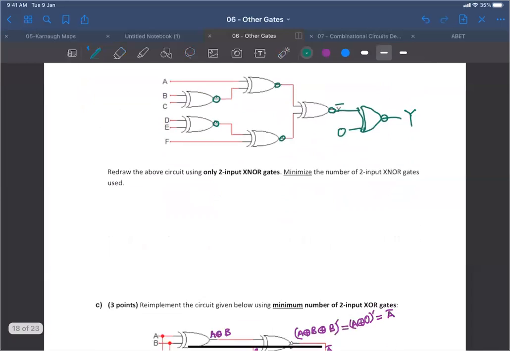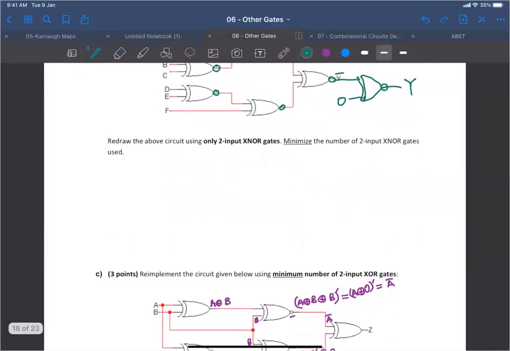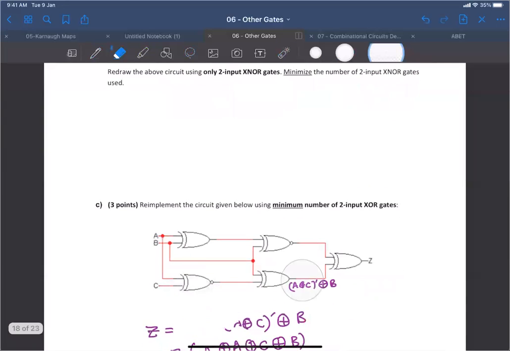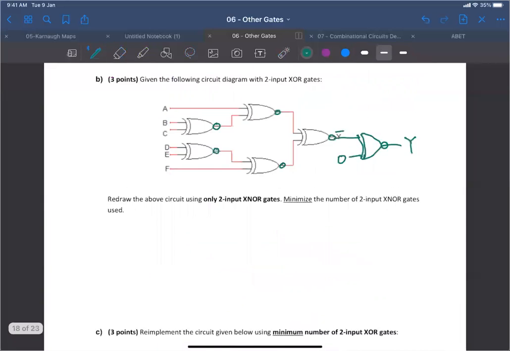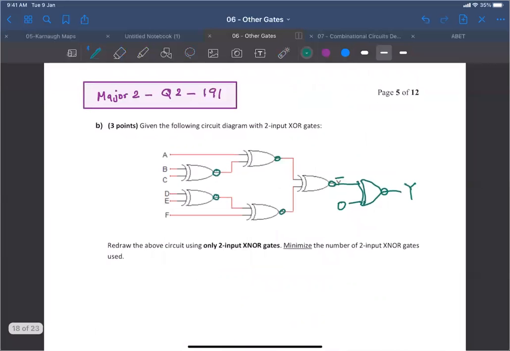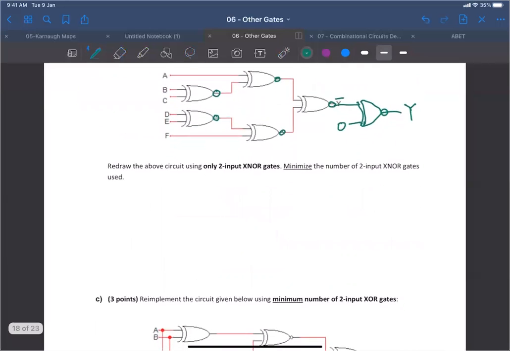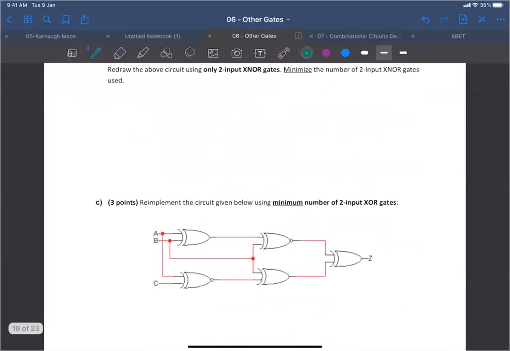Okay, so let me just erase everything here. Forgot to erase it, okay? Now for this circuit, this is simple. Let's do this one here. We would like to re-implement this circuit using the minimum number of 2 input XOR gates. So we would like to minimize the circuit using the minimum number of 2 XOR gates, okay?